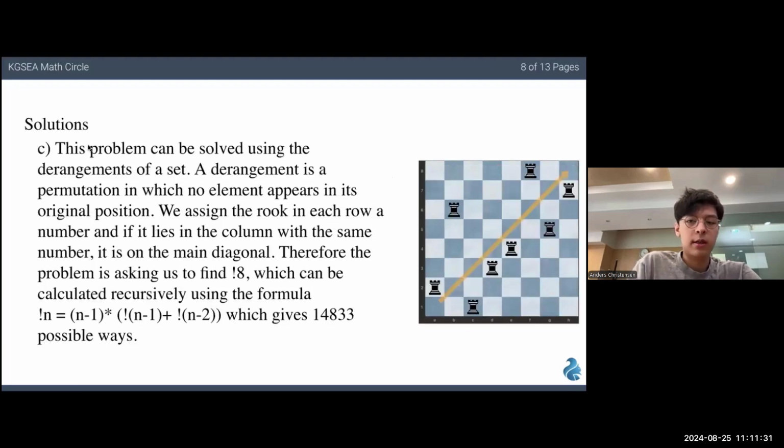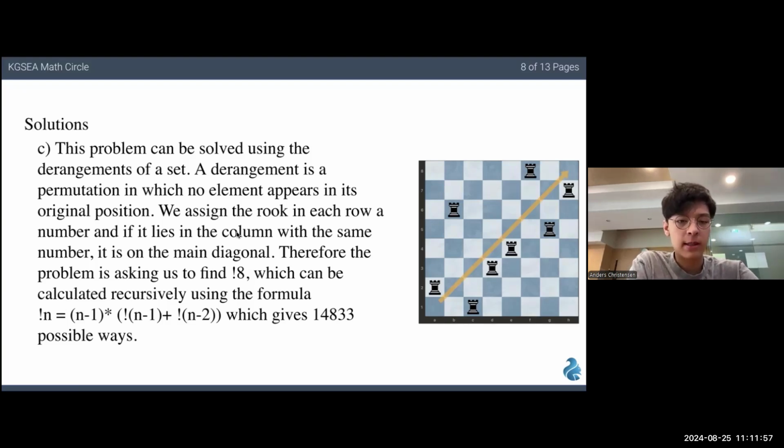So now C. We have a restriction that the rooks can't lie on the main diagonal, shown by the orange arrow. And this problem can be solved using the derangements of a set. A derangement is a permutation in which no element appears in its original position. And if we assign the rook in each row a number, and if it lies in the column with the same number, it is on the main diagonal.